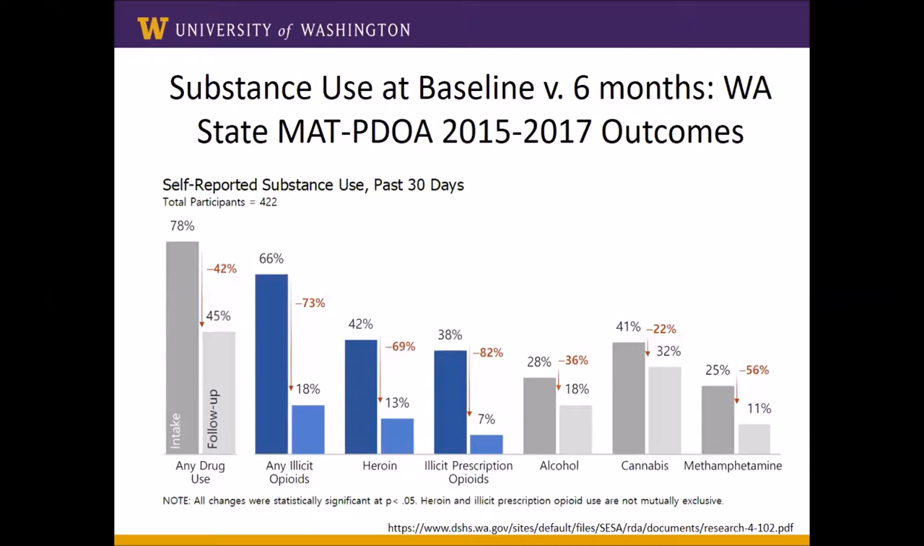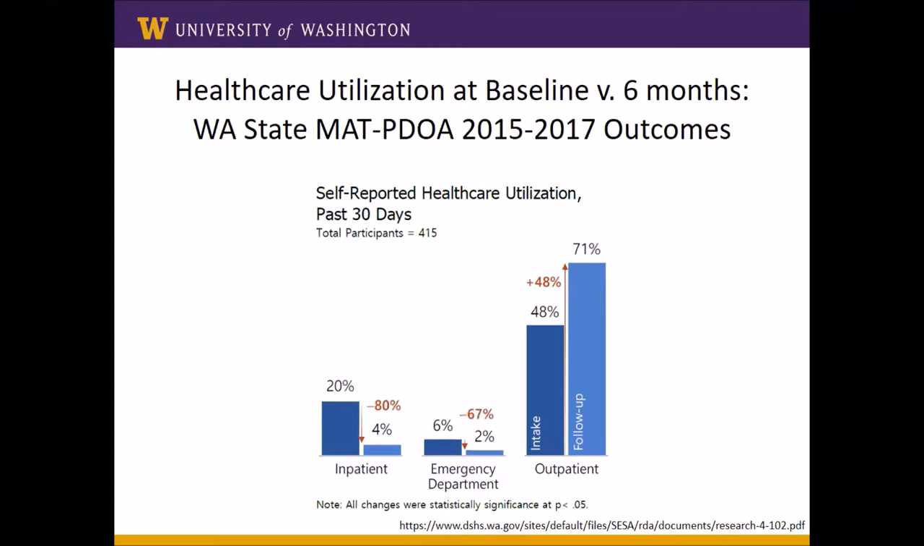So furthermore, there were significant differences in acute healthcare utilization. At 6 months, the percentage of patients reporting an emergency department visit or hospitalization in the past 30 days went down, and differences between baseline and 6 months were significant. Unsurprisingly, outpatient treatment went up since this care is offered in an outpatient setting. And also, we hope that by engaging patients in opioid use disorder treatment, they'll address other health issues, such as their hepatitis C.